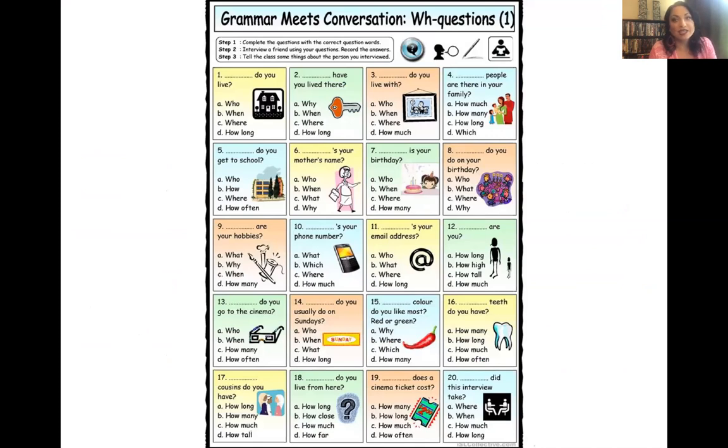You have some of these on your worksheet. Let's start with number 1. Who do you live? When do you live? Where do you live? How long do you live? Pick which words fit with that sentence. Fill in your worksheets.